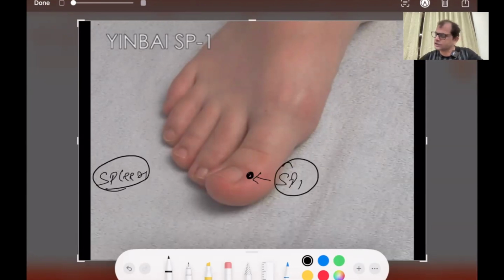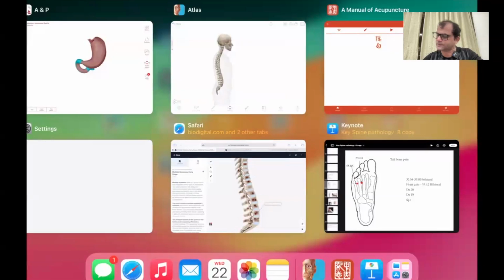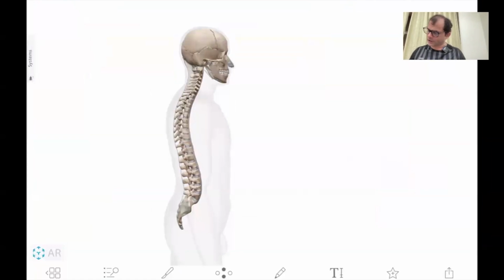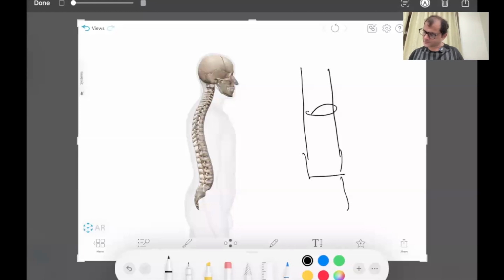As per the imagination concept, the leg represents the entire body.